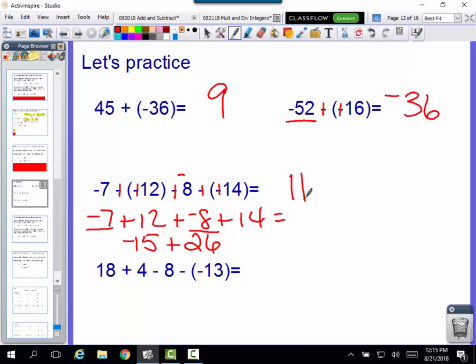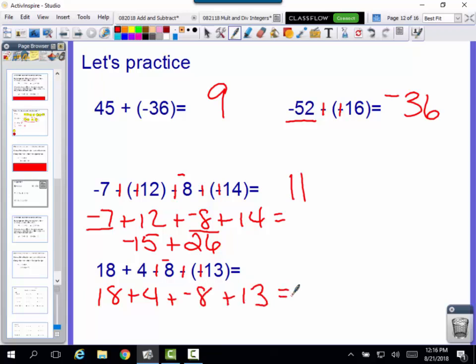Okay, so last problem here. This plus, I leave it alone because I'm good with that. But this minus, I'm going to change it, and the 8's going to change to a negative. This minus here, I'm going to change it to a plus, and the 13, I'm going to change to a positive. So we end up with 18 plus 4 plus negative 8 plus positive 13.